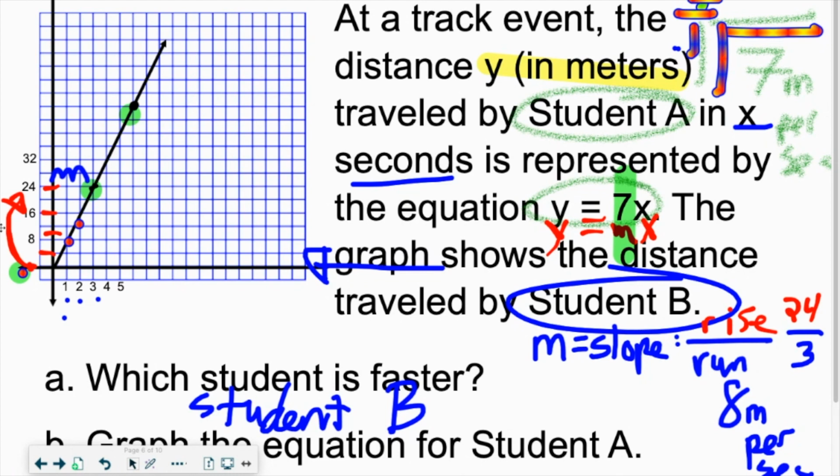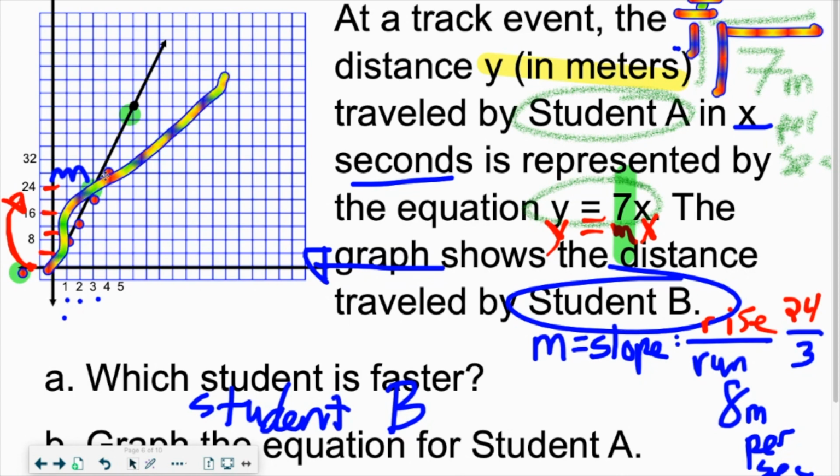And then again, after 3, we're at 21. Boom. Whoops, that's off a little bit, but we can slide that on over. At 21. Yep. And then after 4 seconds, you're at 28, which comes out to be, ooh, that's a little high on my technology. Perfectly right there. So again, now you can graph it.